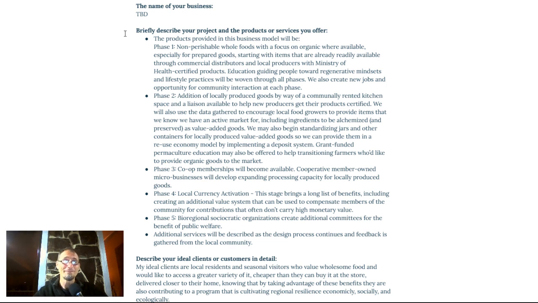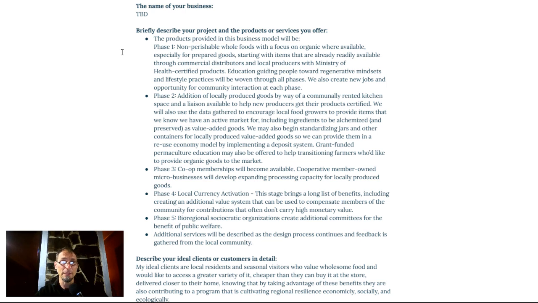So, an introduction to what I've got in mind, describing the project and the products or services. I think my description here serves all of that. The products provided in this business model will be in various phases. So the first phase is non-perishable whole foods, which is what we'll be selling through the Buyers Club, with a focus on organic where available, especially for prepared goods, starting with items that are already readily available through commercial distributors and local producers with Ministry of Health certificate.